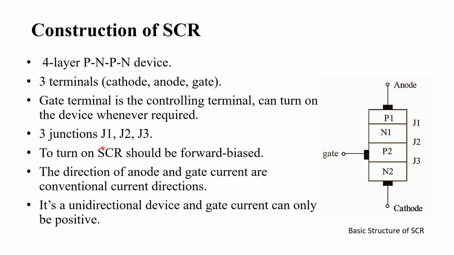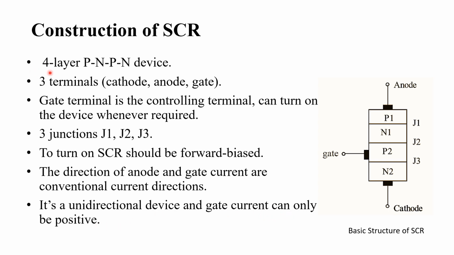It has three junctions, J1, J2 and J3. To turn on, SCR should be forward biased. The direction of anode current and gate current are conventional current directions. It's a unidirectional device and gate current can only be positive.